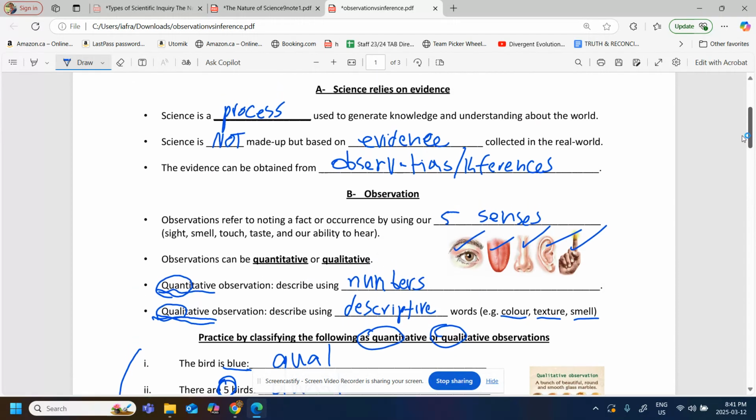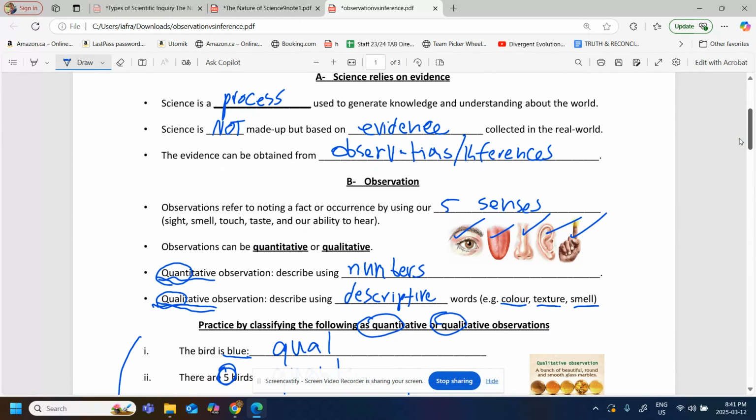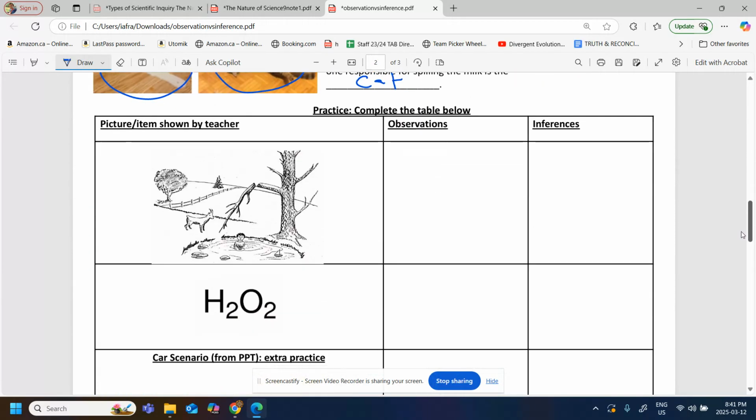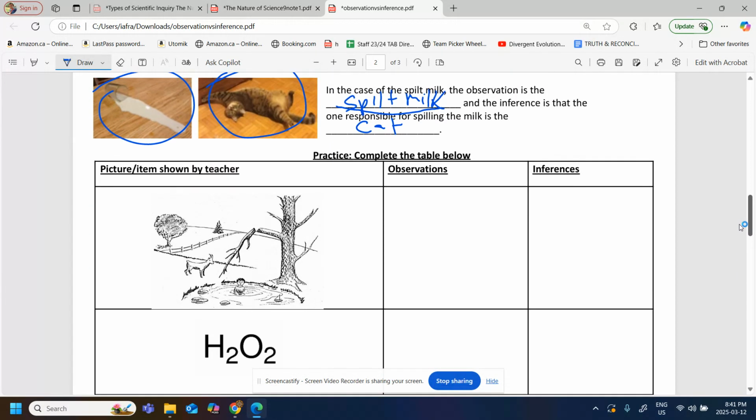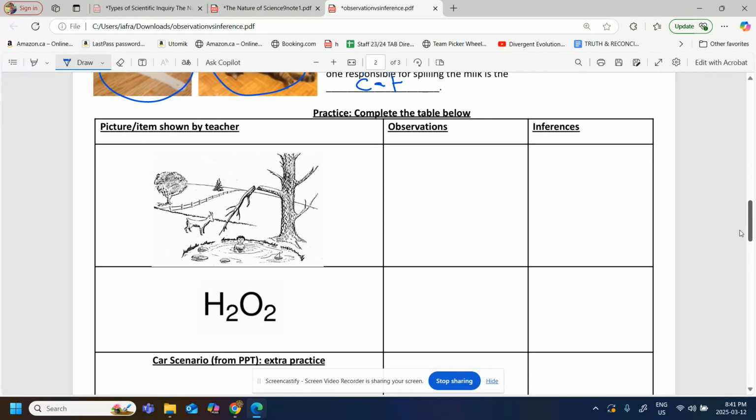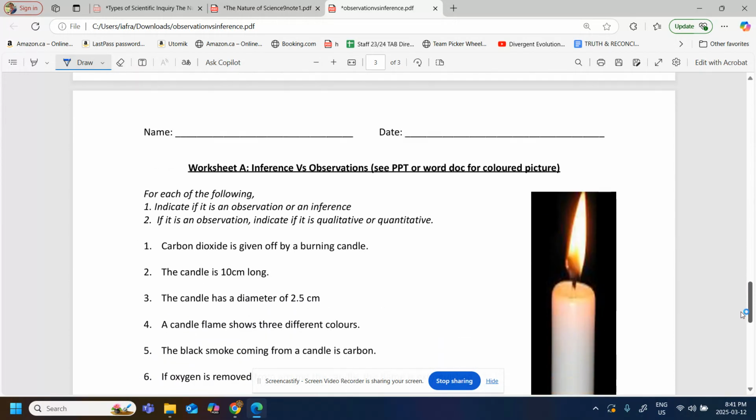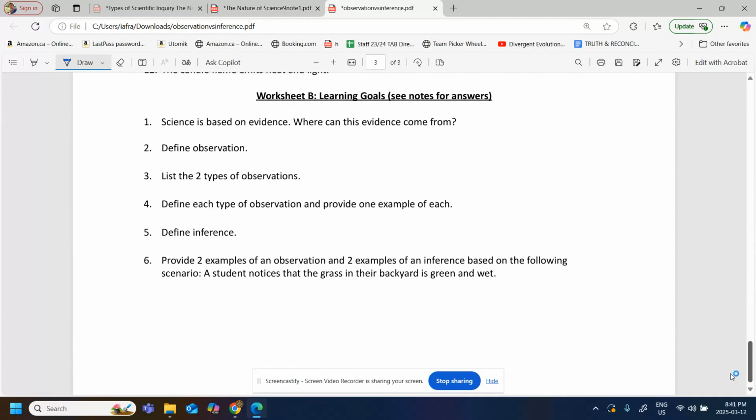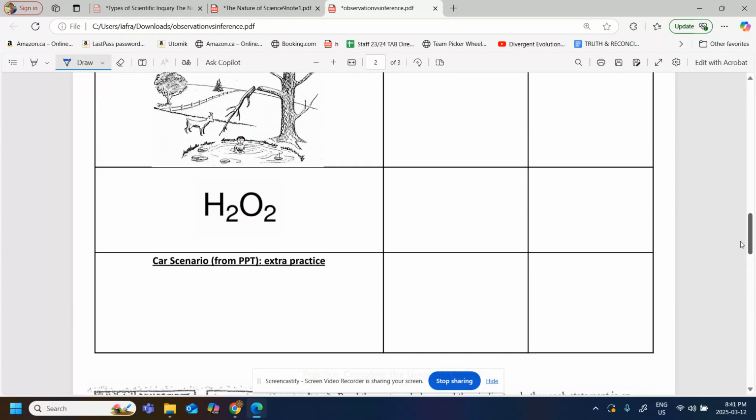So in this video, we saw the definition of observations and inferences, along with a few examples. In the next video, you're going to do some practice problems. You're going to jot down some observations and inferences for a variety of different scenarios. You can try these problems ahead of time and then use the next video to check your work.